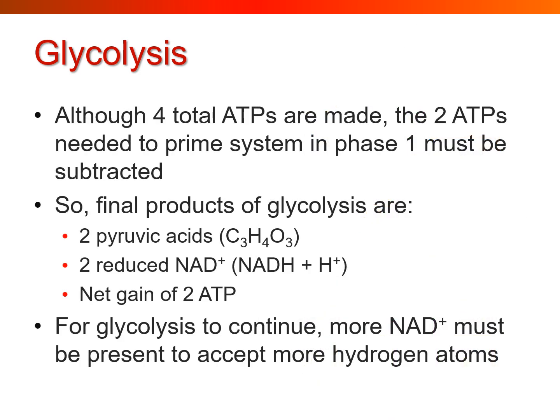So to review glycolysis, although we produce 4 ATP, we have to utilize 2 to get the ball rolling. So we end up with a net of 2 ATP that are produced. So that's where this net 2 comes from.